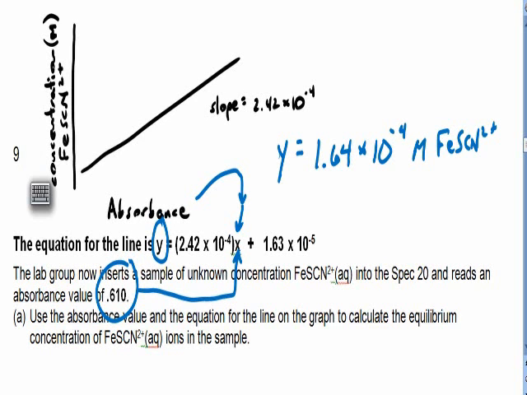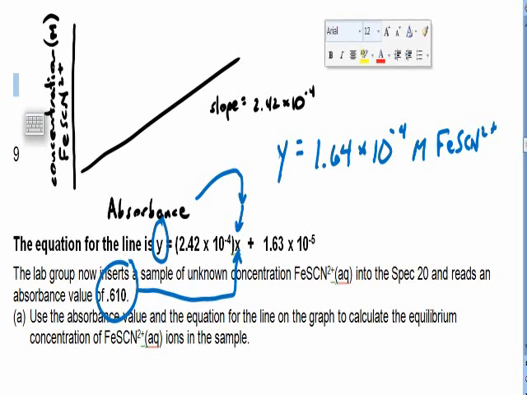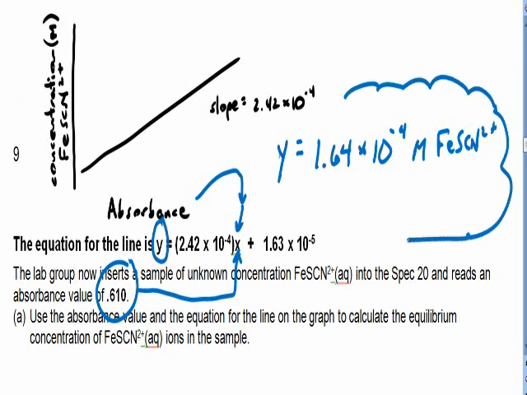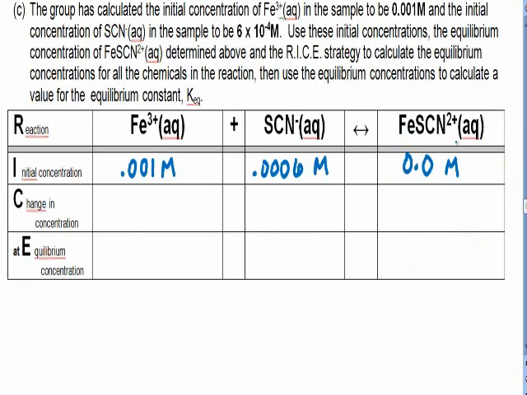Solving for Y gives us a concentration of our FeSCN 2+ of 1.64 times 10 to the negative 4th molar. This is also the concentration of the FeSCN at equilibrium, in that the system, once we mix the chemicals together, reached a state of equilibrium by the time we put the test tubes into the Spec 20. So this represents the equilibrium concentration of our FeSCN 2+ ions.